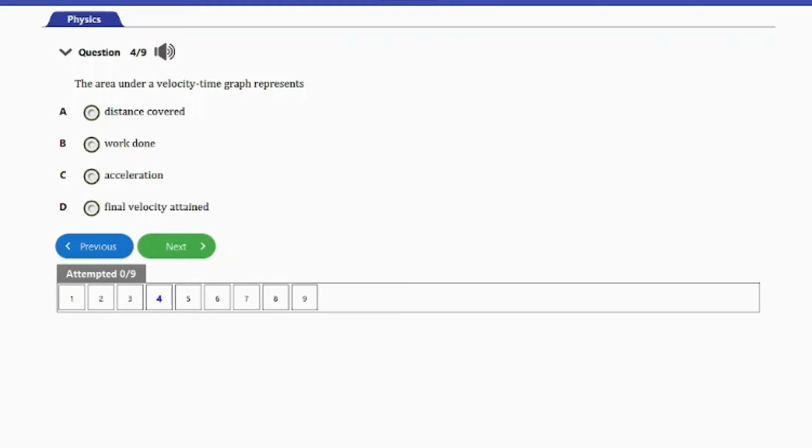So guys, the area under a graph is multiplying the y-axis by the x-axis. So guys, here we have velocity time graph. A velocity time graph has velocity on the y-axis and time on the x-axis. So if we multiply velocity by time, we're going to have displacement, which is the distance covered here in a specific direction. So that's option A here. Option A is the answer to this question.